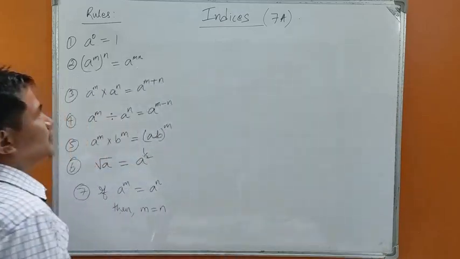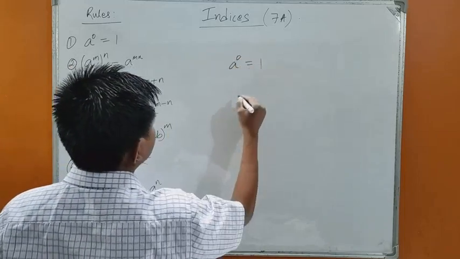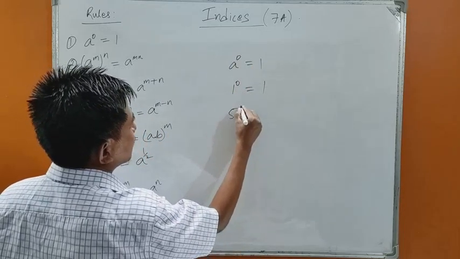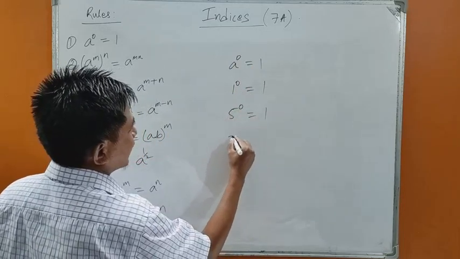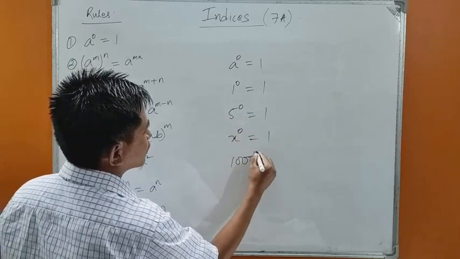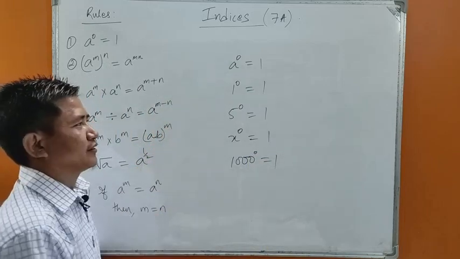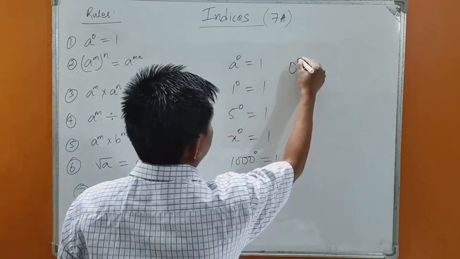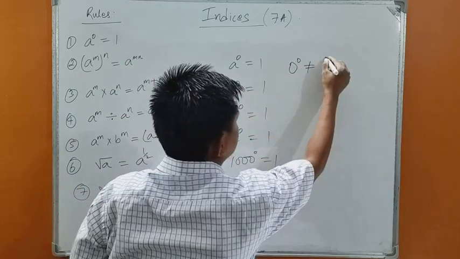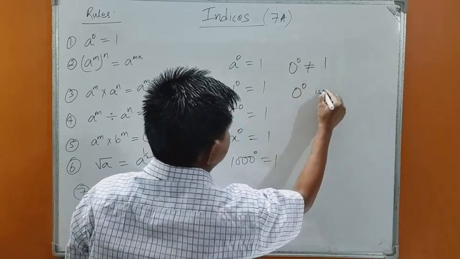Let me explain this. If a to the power 0 equals 1, then 1 to the power 0 equals 1, 5 to the power 0 equals 1, x to the power 0 equals 1, 1000 to the power 0 equals 1. Anything to the power 0 equals 1. But 0 to the power 0 is not equal to 1. Please remember this. 0 to the power 0 is undefined.